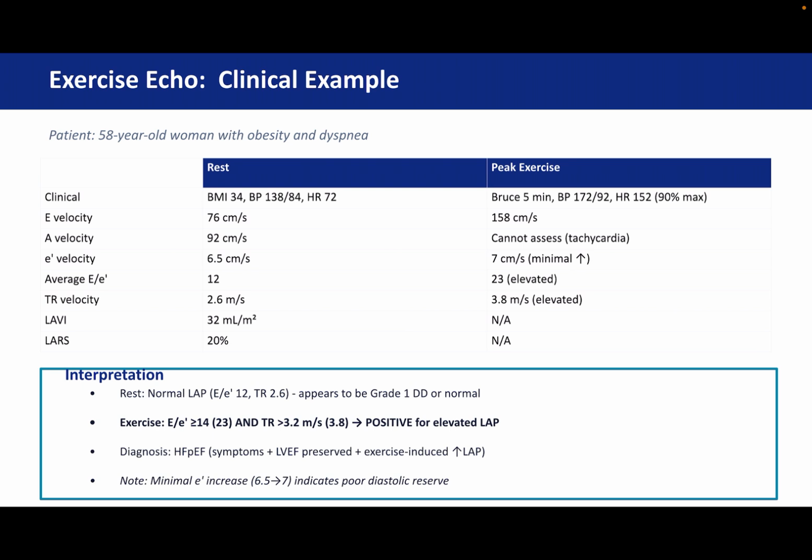Exercise stress echo tells a very different story. E velocity of 158, more than double from rest. E prime at peak 7, barely moved from 6.5, no diastolic reserve. E to E prime at peak 23, well above the 14 threshold. TR peak velocity 3.8, well above the 3.2 threshold.